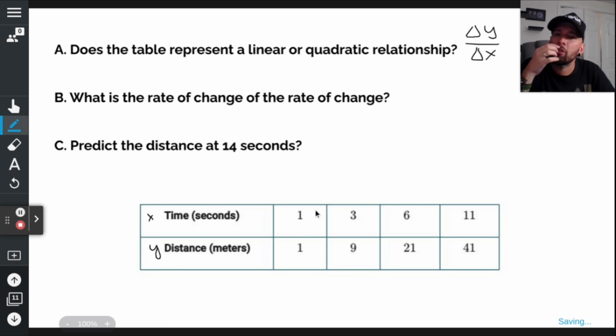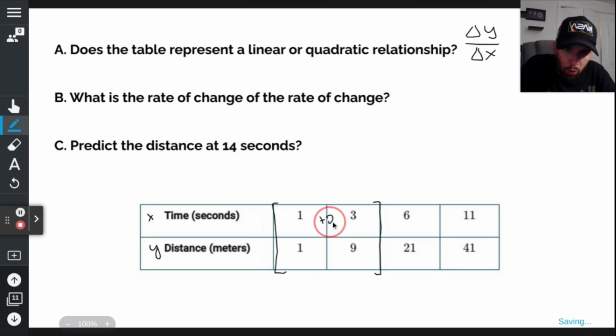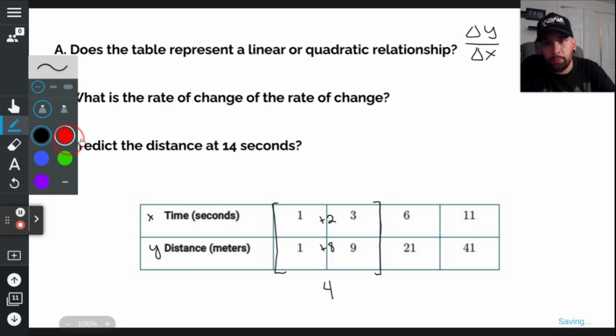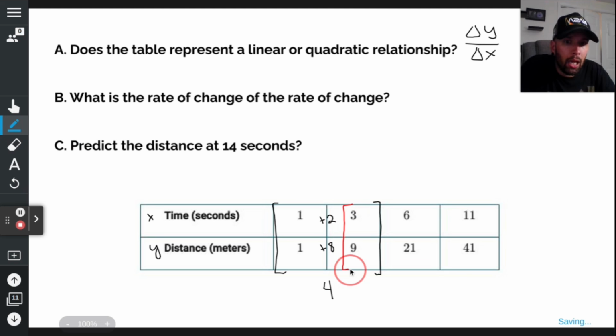If I wanted to find the slope between these 2 points, my change in x value is going to be from 1 to 3, so plus 2, and my change in y value is positive 8. So my slope is going to be the change in y, 8, over the change in x, 2. 8 over 2 is 4. And then I do it again, because that's not good enough for me to make a determination as to whether this is linear or quadratic.